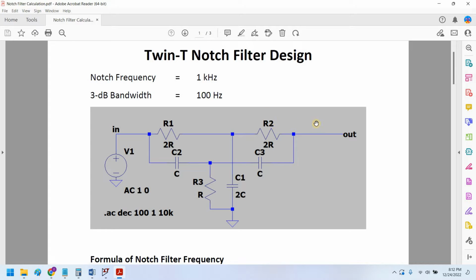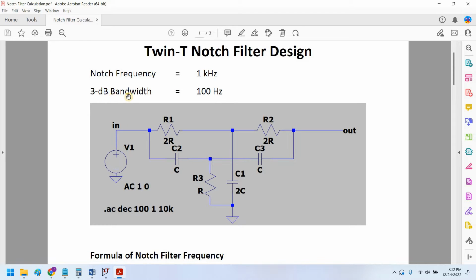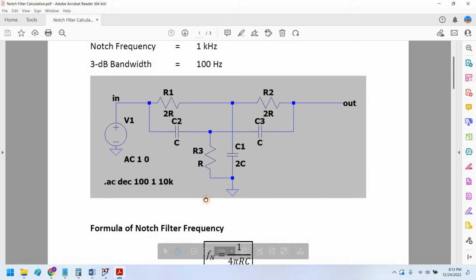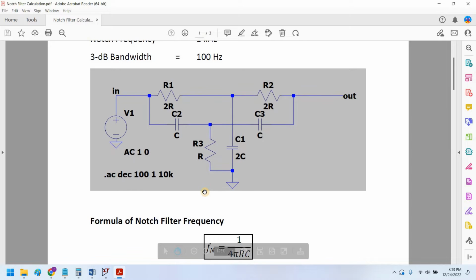So now we consider the notch frequency to be 1 kilohertz, and the 3 dB cutoff frequencies would be at a 100 hertz bandwidth, that is 1000 hertz plus 100 hertz, that is 1.1 kilohertz, and 1000 hertz minus 100 hertz, that is 900 hertz. So frequencies ranging between 900 hertz and 1100 hertz would be attenuated, and the rest of the spectrum of frequencies would pass through the circuit from in to out. We would perform this simulation in LTspice after we see the formulas and calculation of the notch filter.